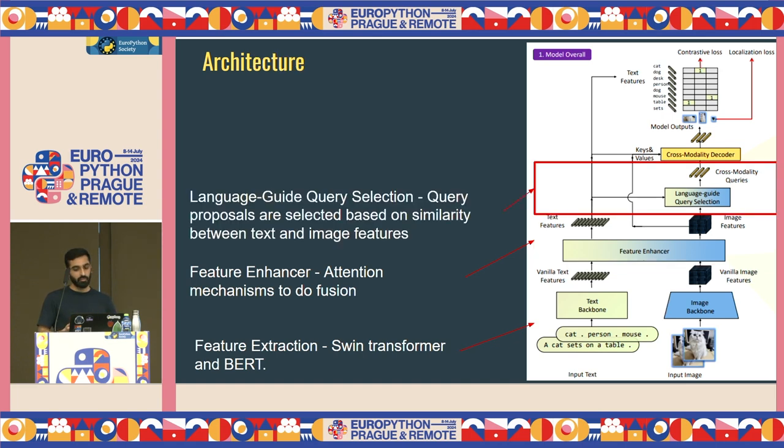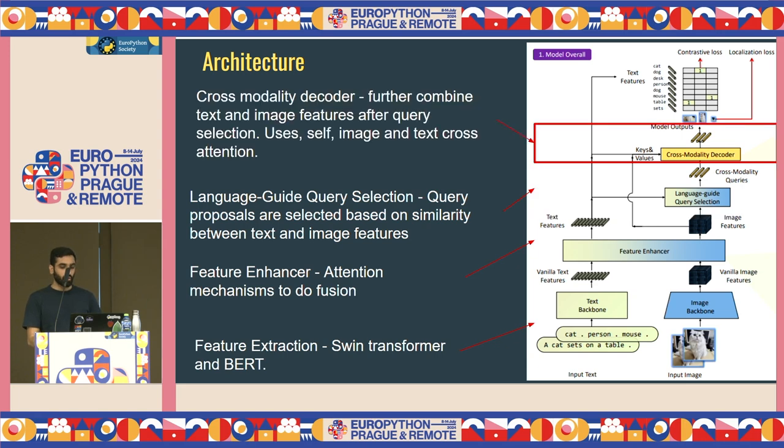Now, once we have updated features, we use a language-guided query selection, which selects a number of queries and filters out the rest, which are not required by our model. So here we select the relevant queries and filter out the rest, which are sent to the cross-modality decoder. Now, what the decoder does is further fuse image and text pairs, and then it predicts the bounding boxes. Now the predicted bounding boxes with the class are sent for loss. Here we are using contrastive loss, just like we saw in CLIP, and the localization loss, which will be used for identifying the loss between the predicted bounding box and the original bounding box. And in a nutshell, this is how this model works.